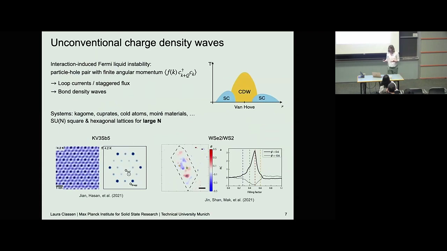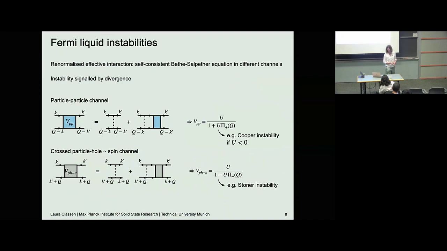And this has been discussed, for example, in kagome, but even back then for cuprates, cold atoms, as well as Moiré systems, where, for example, we would also see stripes in this heterobilayer. Furthermore, what's interesting and what's been pointed out on the model level, if you think of triangular, honeycomb or square lattice models, is that large N in SU(N) seems to support the formation of these unconventional density waves. So this is what we wanted to understand better.